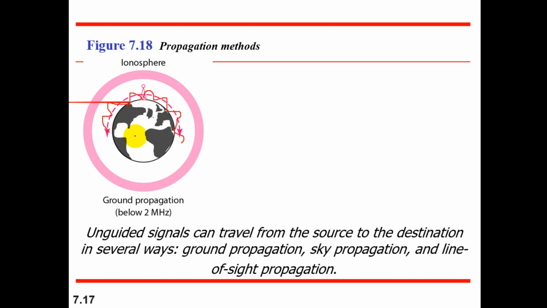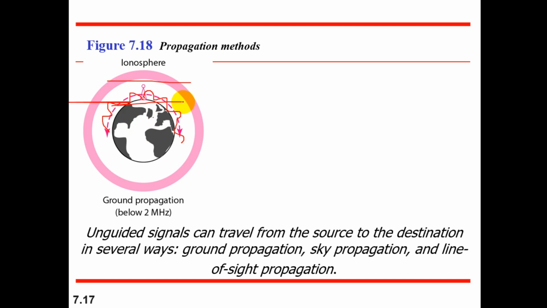So this type of behavior, though there is no physical medium involved, depends on the frequency of the signal, because the behavior of the earth and the atmosphere, these two factors, are very important for wireless transmission. One is the atmosphere and the other is the earth. The atmosphere and the earth behave differently at different frequencies.